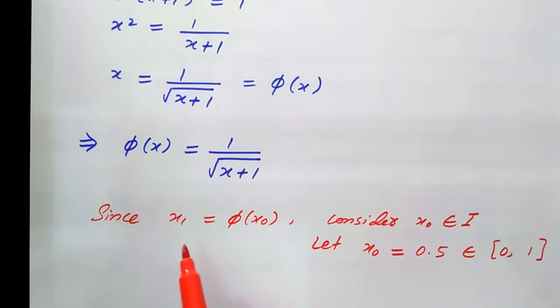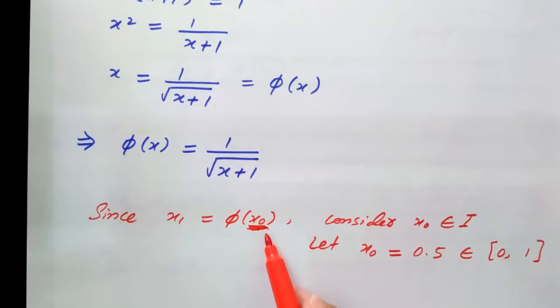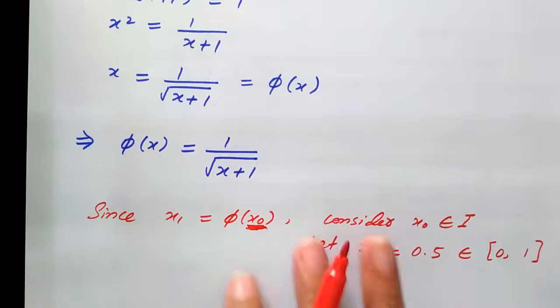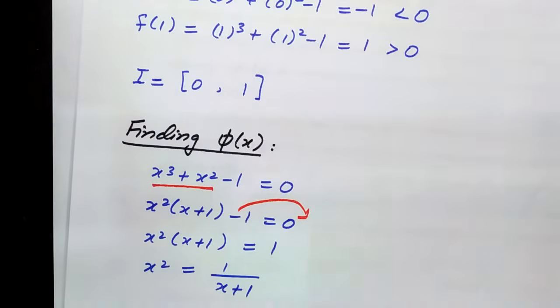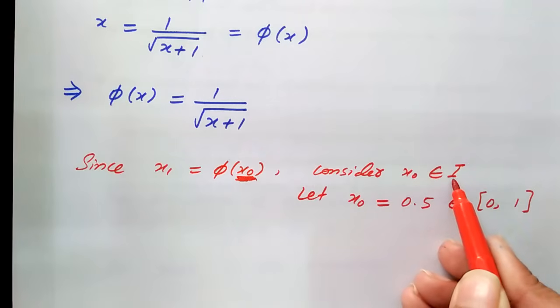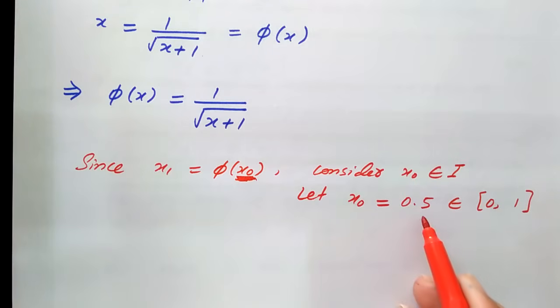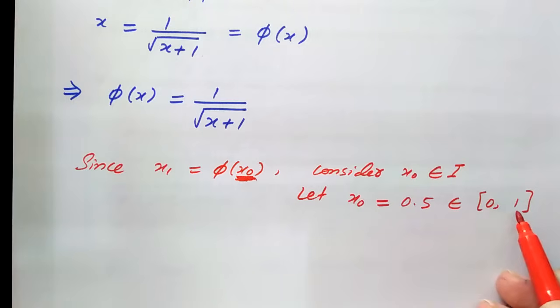Since the first value, that is x1, can be obtained by phi of x naught, the question arises here: what is this x naught? I will consider this x naught from my interval that I took earlier. My interval is from 0 to 1. So I will consider any value from this interval as x naught. For example, I considered here x naught equals 0.5. This 0.5 is a value between 0 and 1.